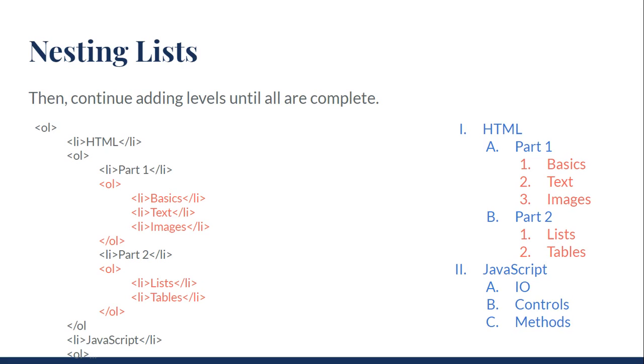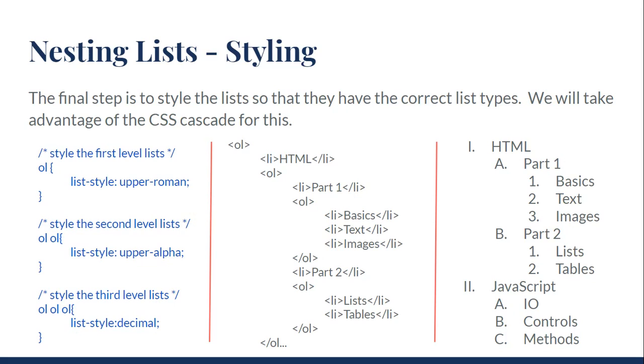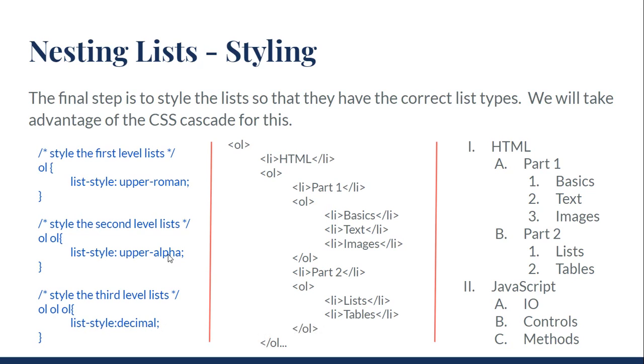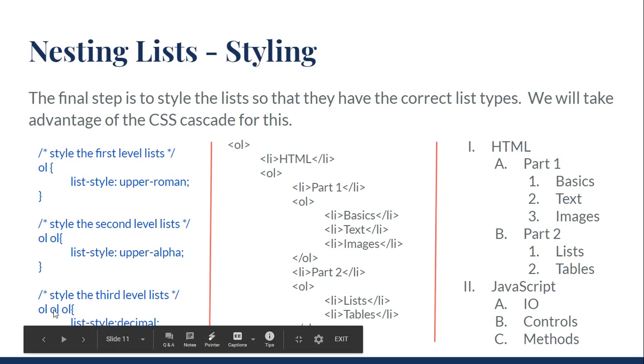So now I need to do a little bit of styling to get this to work for us. The first thing that I do is I style the first level of lists. So anything that's just in an OL is list-style upper-roman. Then if I have an OL inside of an OL, which is this part 1, part 2, IO, controls, and methods, I want them to be upper-alpha. And then if I have an OL inside of an OL inside of an OL, then I'm going to make that list-style decimal, and that's when I'm going to get my 1, 2, and 3.